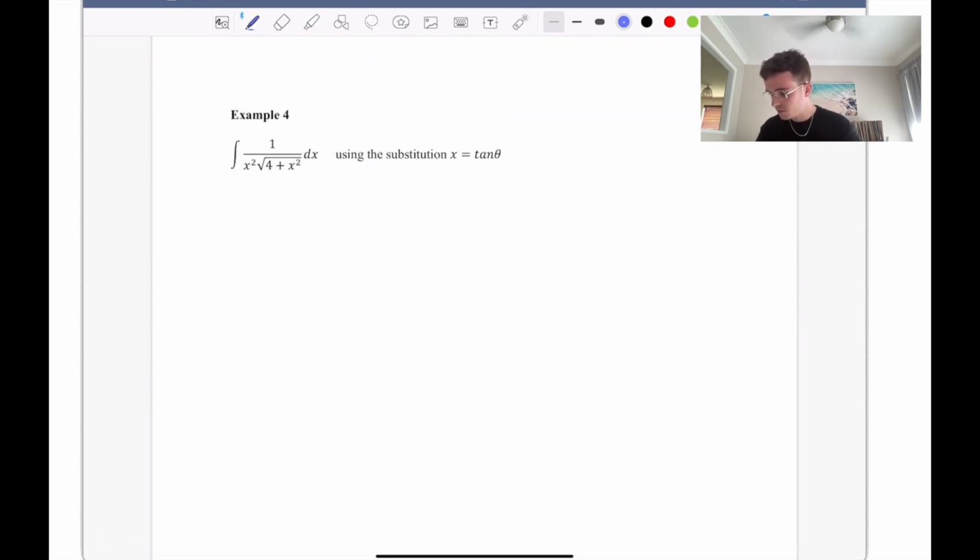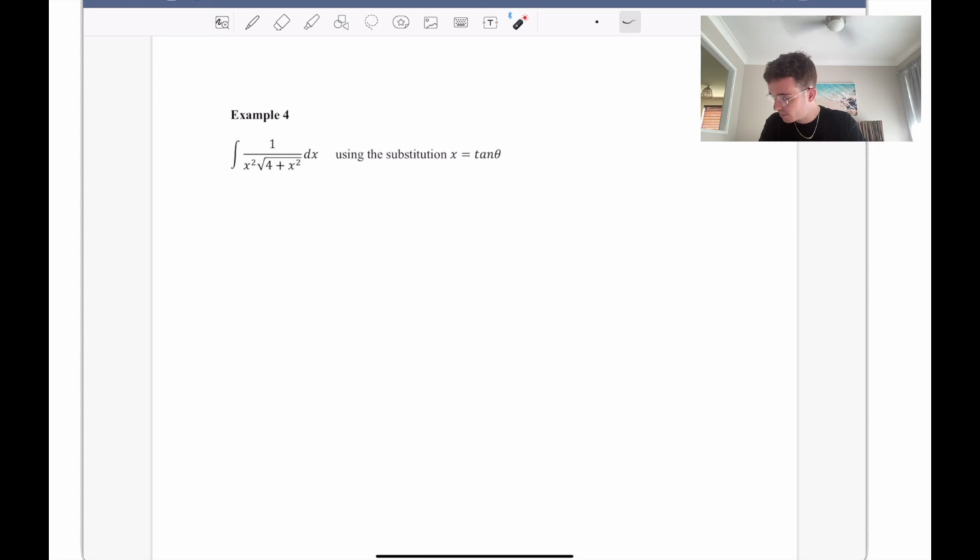Last example for today's video, and this question is going to use a triangle, and there's a number of different ways of solving questions like this, and often as a last resort with these types of questions we're going to use a right angled triangle, and we'll see why in a second. So we're looking at the integral of 1 over x squared plus 4 plus x squared using the substitution x is tan theta.